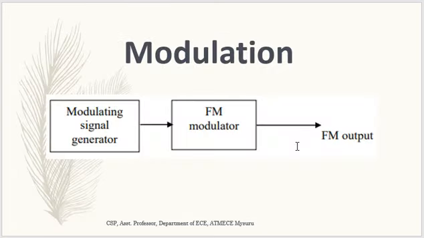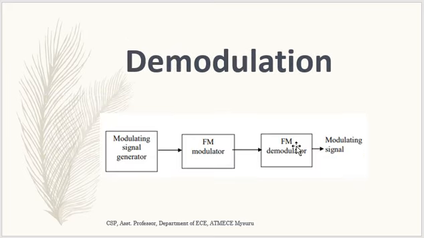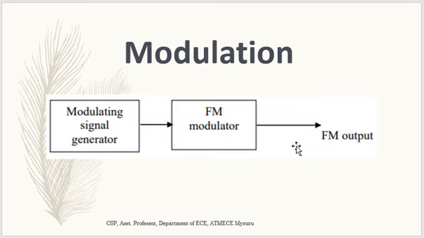In the block diagram of modulation, the modulating signal, which is generated from a function generator, is fed into the FM modulator circuit, which produces a frequency modulated output. Demodulation is the reverse process of modulation, where the output of the FM modulator is the input for the FM demodulator, and we recover the original message signal that was fed as input from the signal generator.